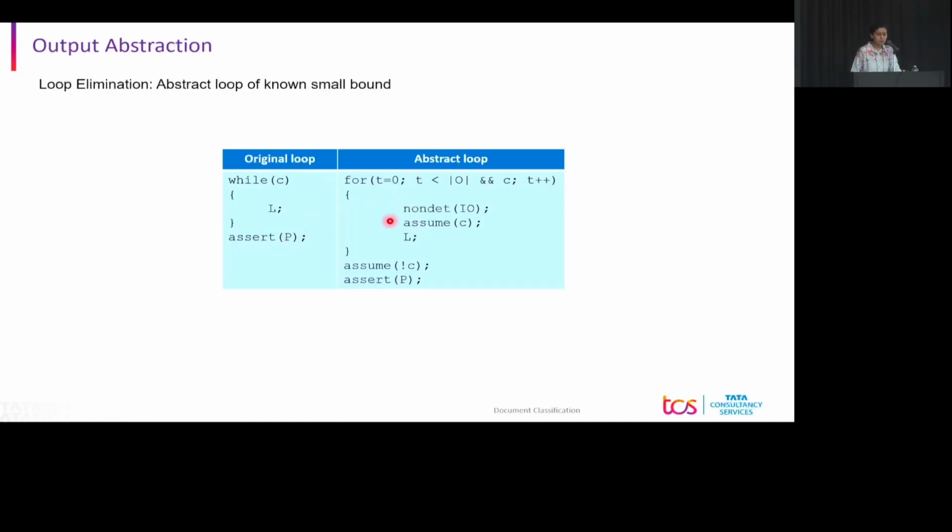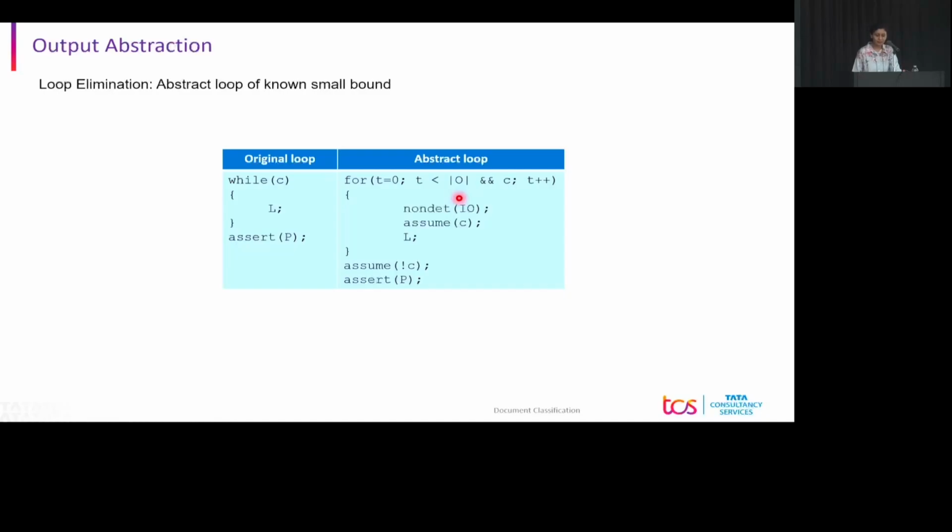So what is it? We iterate as many times as we did earlier. We havoc the IO variables, then we assume the loop condition and we execute the loop body. And we do it as many times as the number of pure outputs in the loop, or number of outputs in the loop.